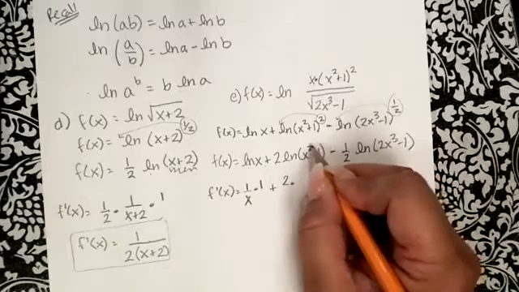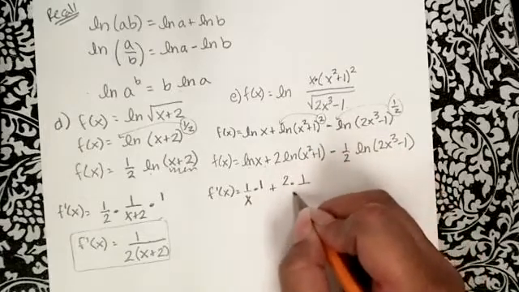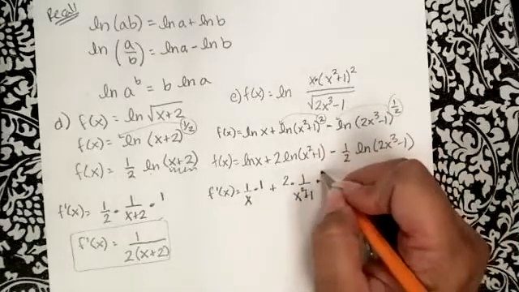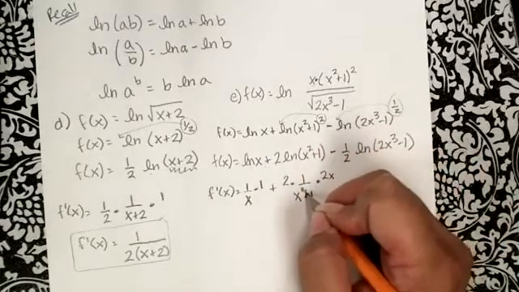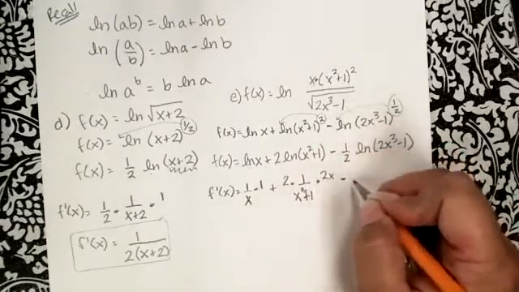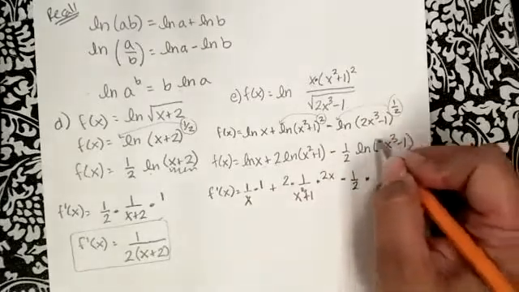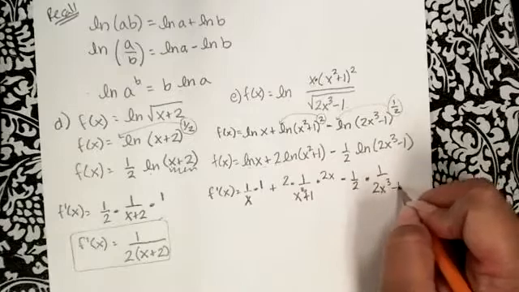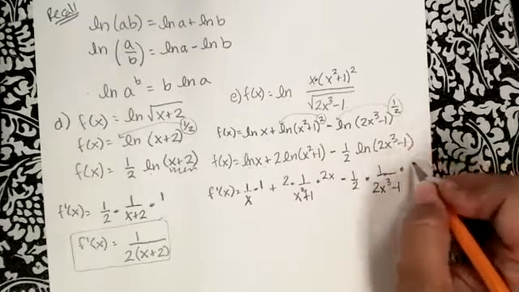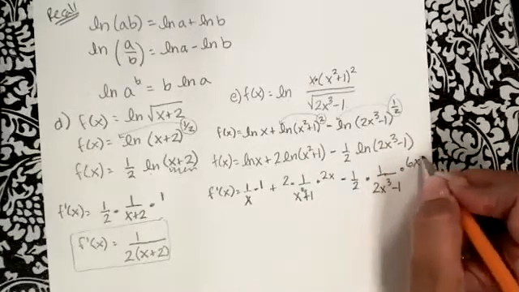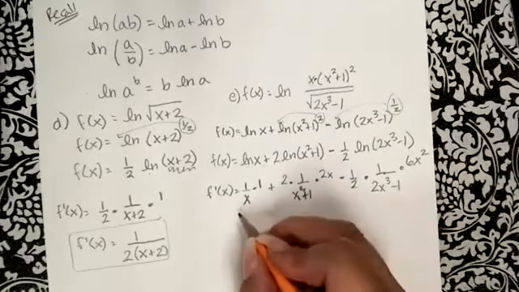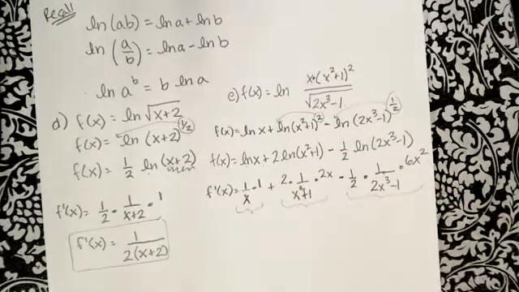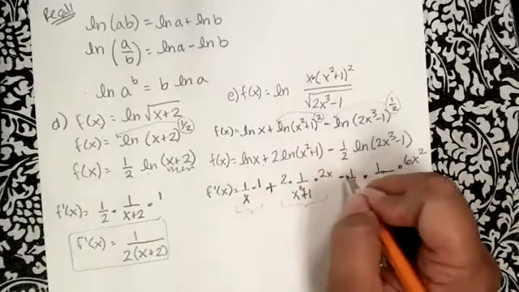The derivative of natural log of x squared plus 1 is going to be 1 over x squared plus 1 times the derivative of the argument, which is going to be 2x, minus 1/2 is a constant. And then the derivative right here is going to be 1 over 2x cubed minus 1 times the derivative of the argument, bring down the 3, that's going to be 6x squared. So this is one term, this is another term, and then this is the last term. They are all separated by a plus and a minus.